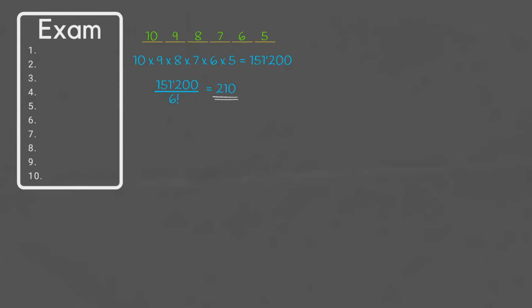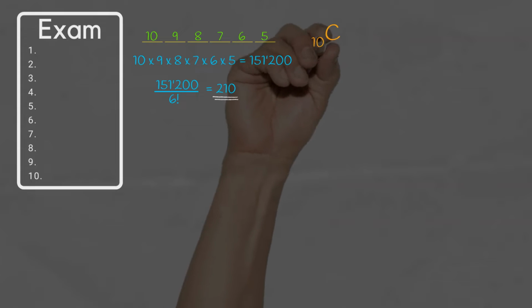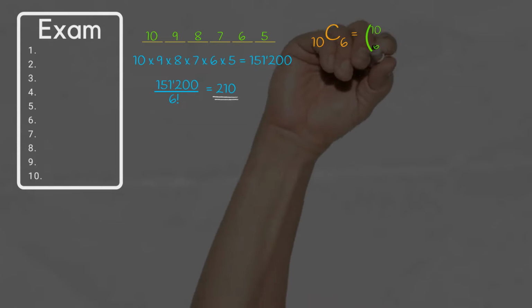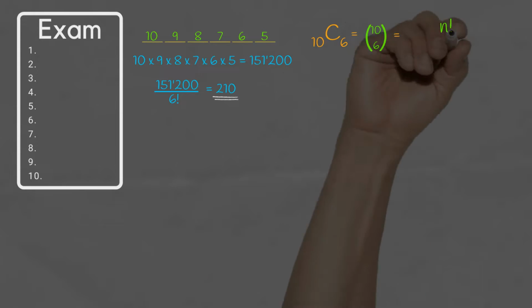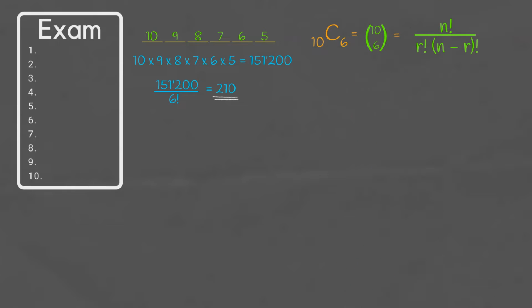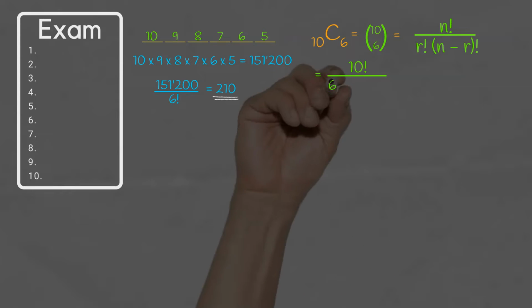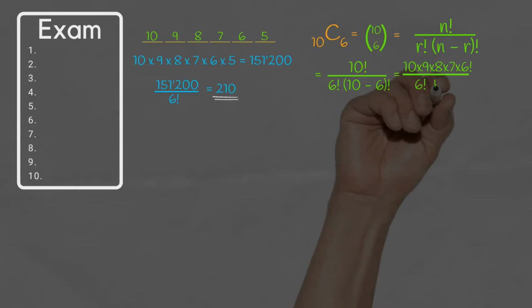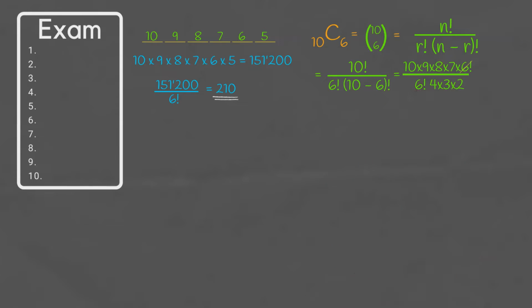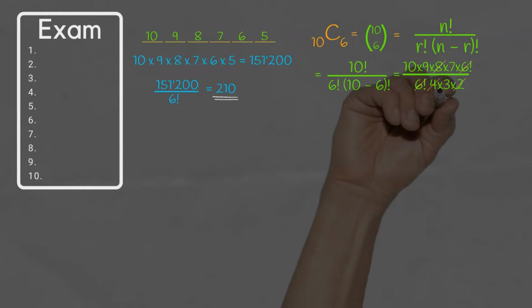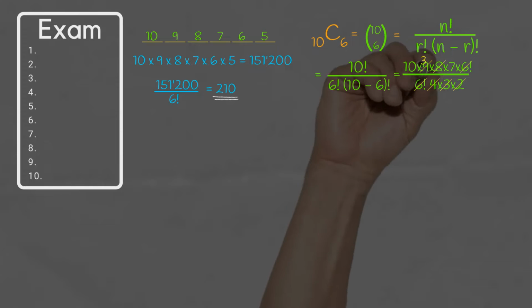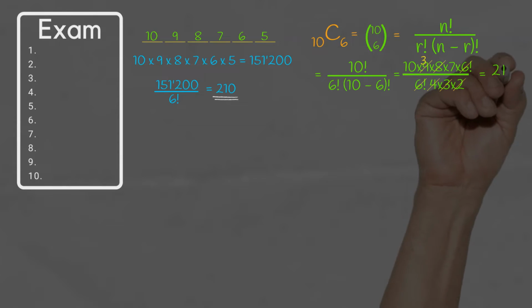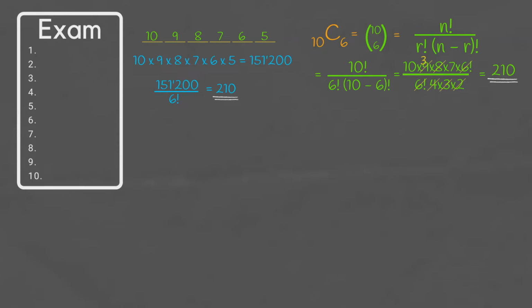That was the logical way to find it, but I just want to prove that it also works using the equation because it's 10 choose 6. So if we use the combinations formula written here, we end up with 10 factorial over 6 factorial 4 factorial. And if we write it like this, the 6 factorials cancel out and the 4 and the 2 can cancel out with the 8 and the 3 can cancel with the 9, leaving a 3 on top. So you have 10 times 3 times 7, which is 210.